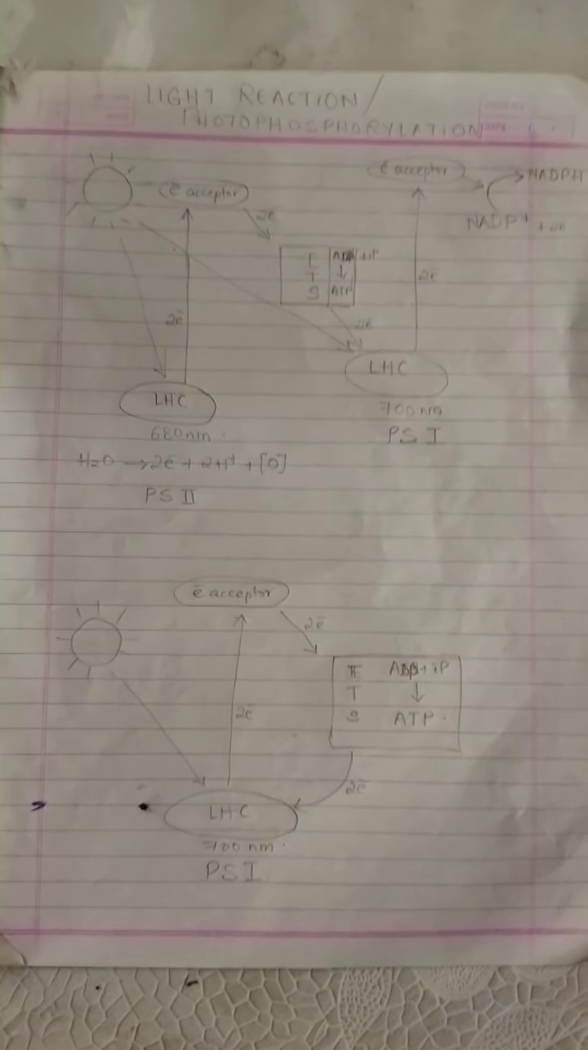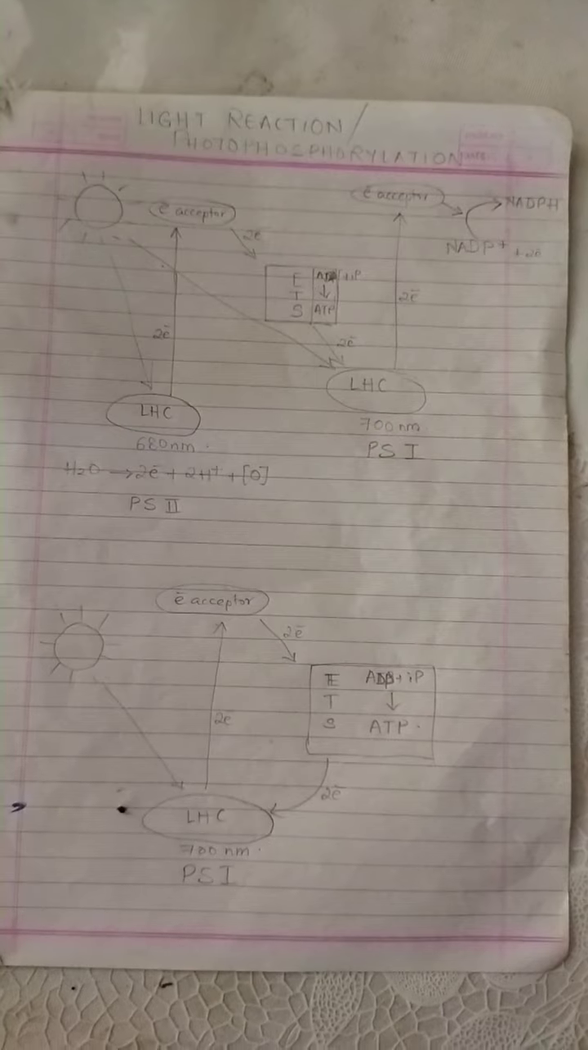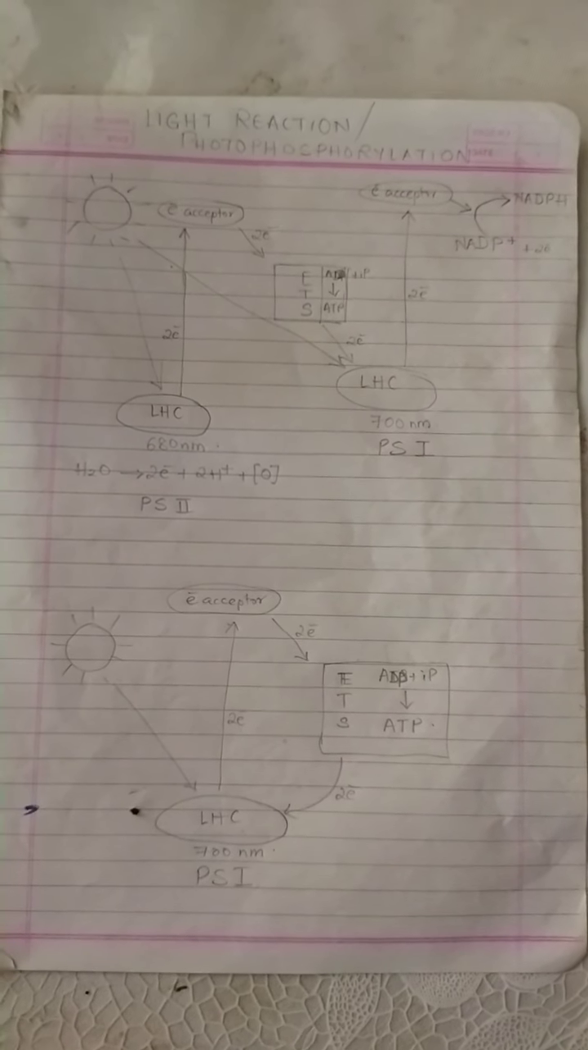Students, let us now learn about the light reaction. Light reaction is one part of photosynthesis. It is also called as photophosphorylation. We know that in light reaction, sunlight or sun energy is converted into chemical energy. How this happens, let us look at it right now.